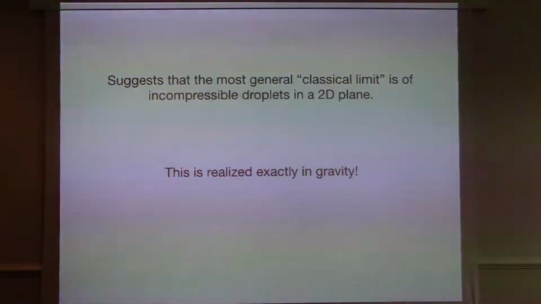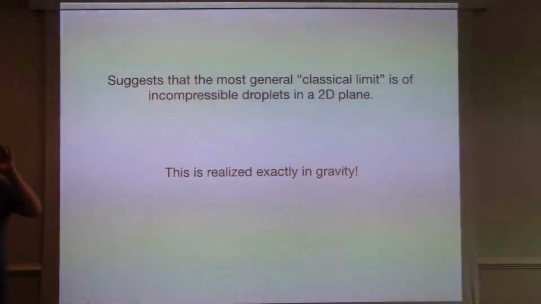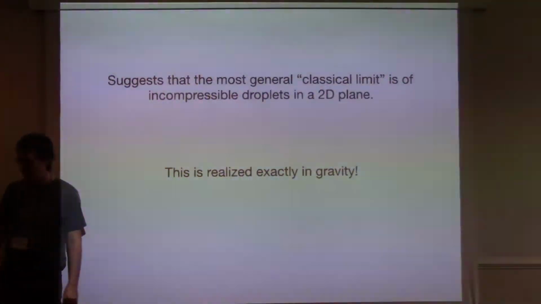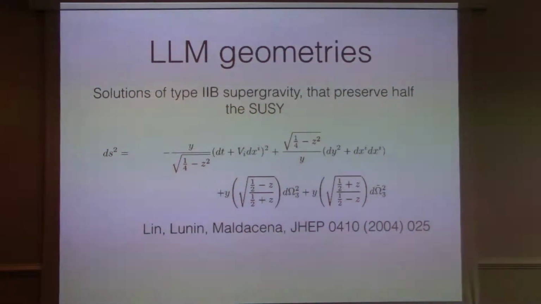And it turns out that this is a very non-trivial statement. This is actually exactly realized in gravity. This picture of free fermion droplets, of coloring of the plane into empty and full regions, is the solution of all the smooth solutions of supergravity that preserve this symmetry. And this is what's called the LLM geometries, which we also saw yesterday, but I like to write them in a different form.